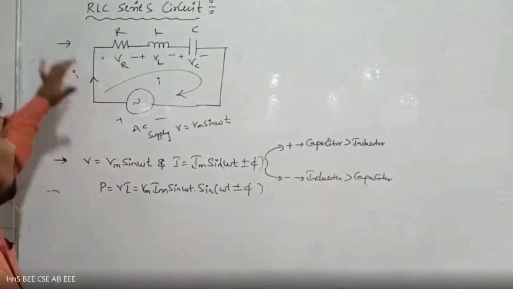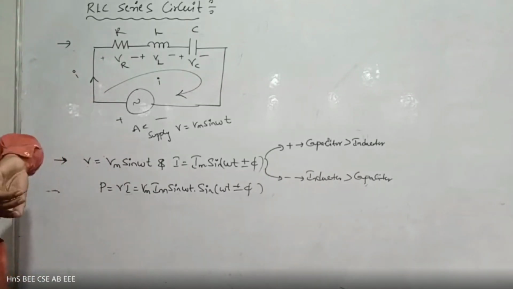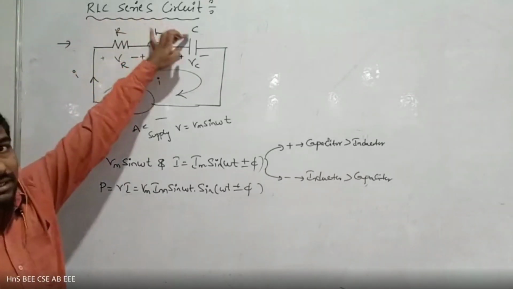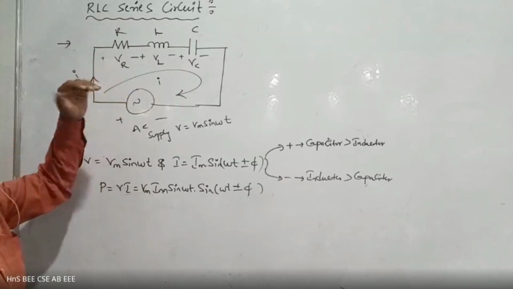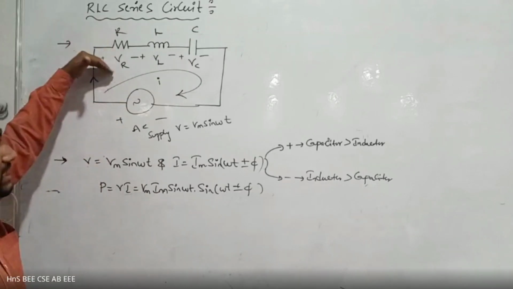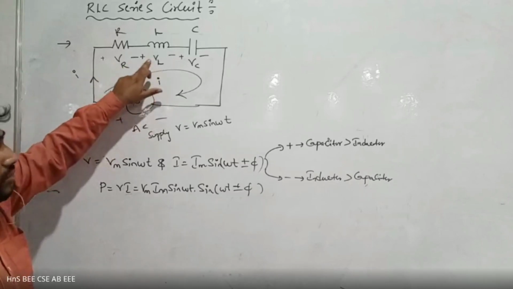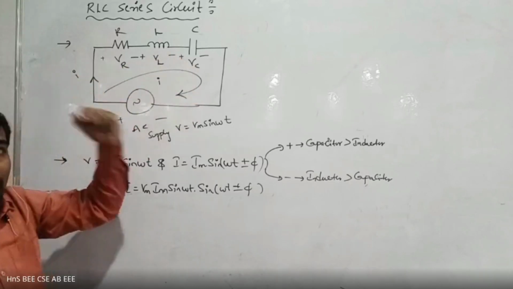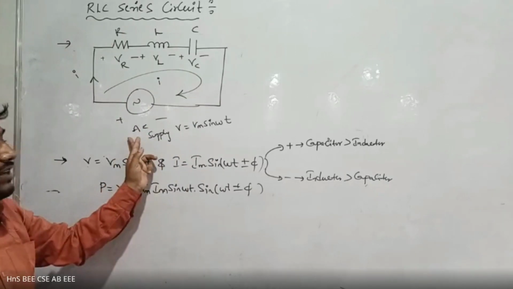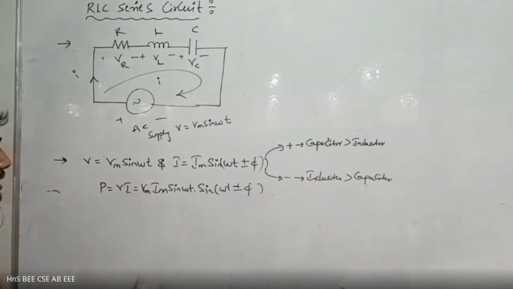In our RLC series circuit, totally we have three components, that is resistor, inductor, and capacitor. Across the R, we have some voltage. That voltage is called VR, the resistor voltage, and likewise the inductor voltage and the capacitor voltage. The total source voltage is V. Okay. Now these are the current equations.